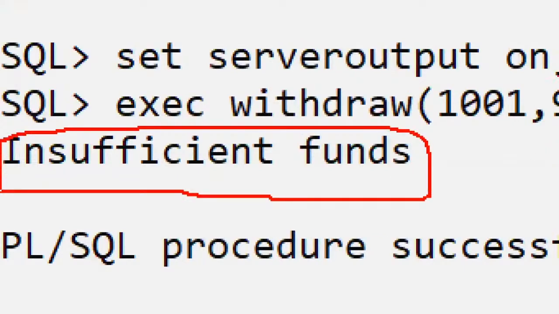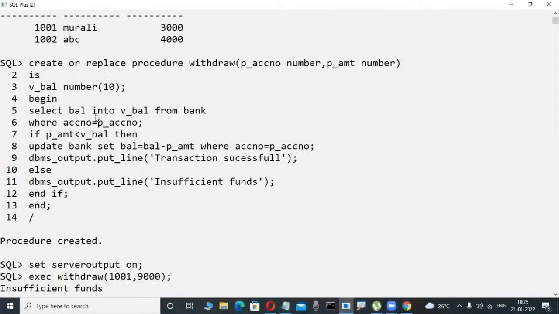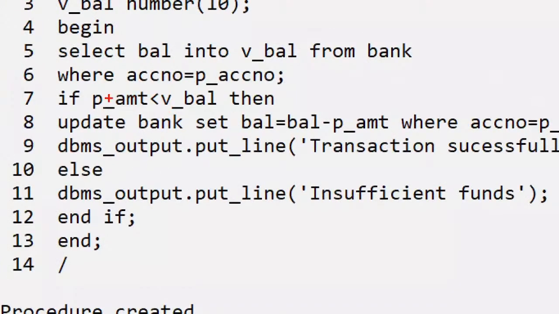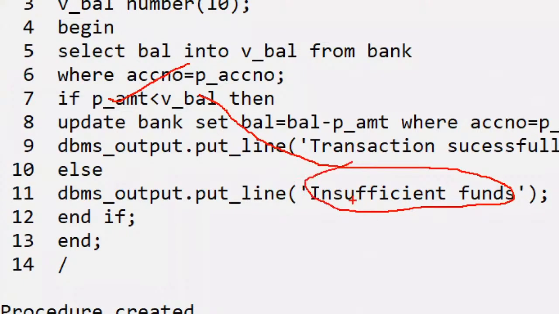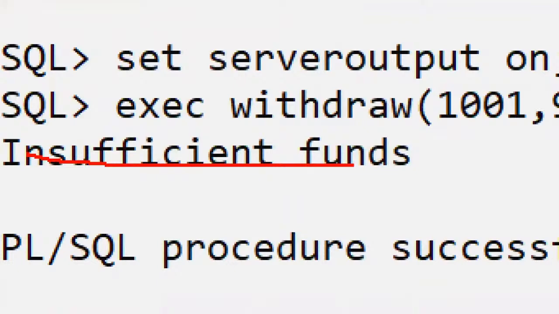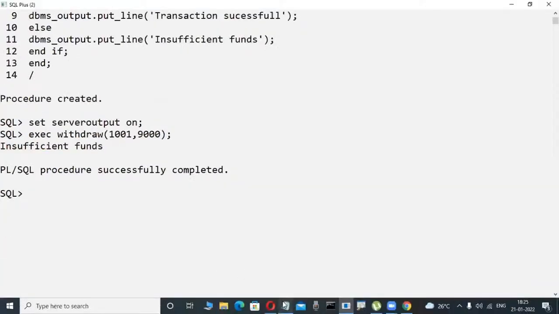It will display the message or not. How is it possible? This coding is executed, whatever I'm writing, that is executed. Your amount is more than the available balance. That's why insufficient funds only. It will display the message or not. Yes. Now, suppose here, for example, logically observe here. Insufficient funds is a message. It will be displayed or not? Yes.